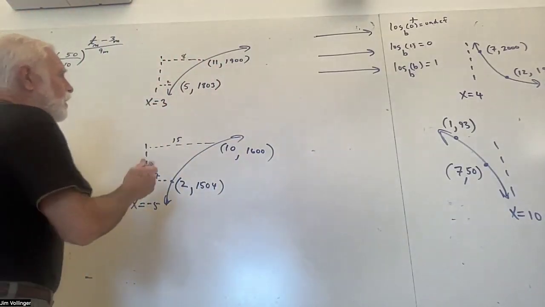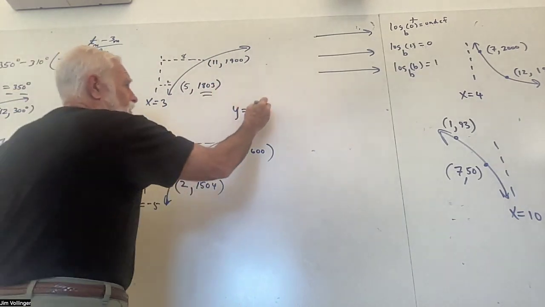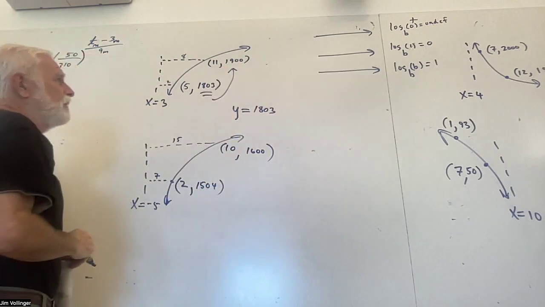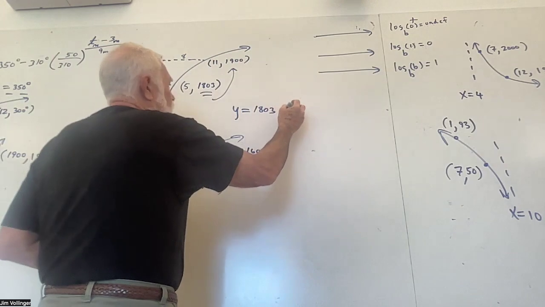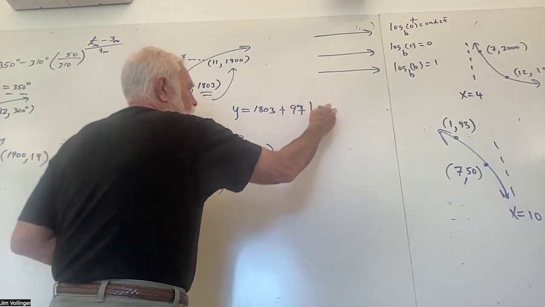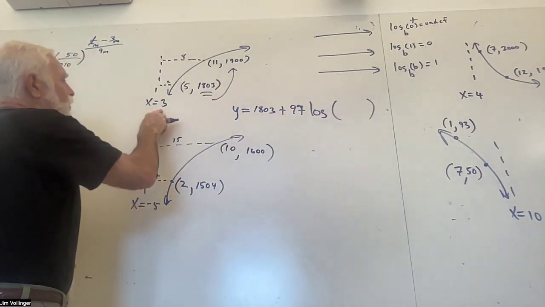So in this case, we want to start with our y values again. And the first y value I see is 1803. How do I get from 1803 to 1900? Boy, I like 97 today. I see a logarithm. And I want to make a 0 out of the number 3.